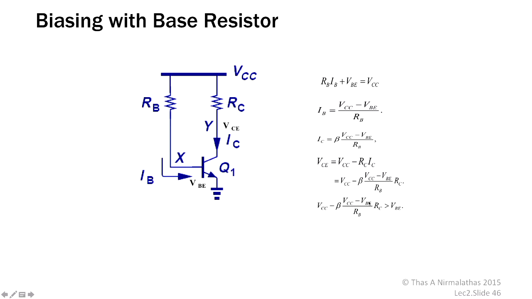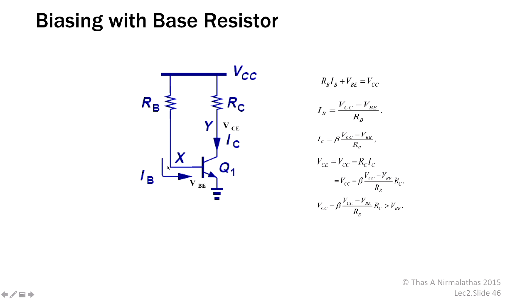If you meet this condition by tuning these values, because RC is a constant, RB is a constant, VCC is a constant, and beta is temperature dependent, if you can satisfy this equation, your transistor is operating in the active region. So this is a good biasing. We can say at least your transistor is in the active region. You can use it for some amplification.